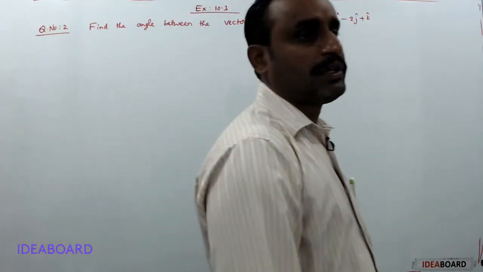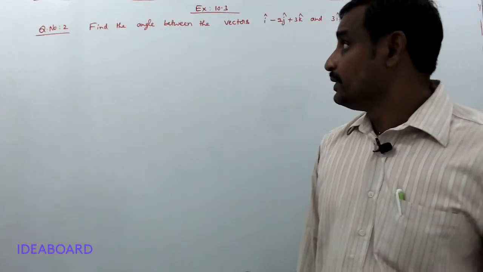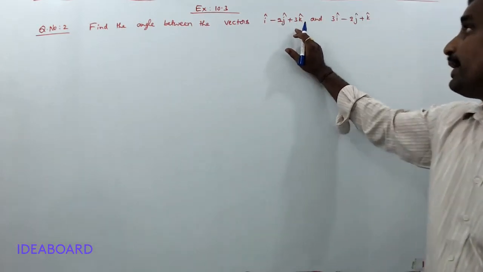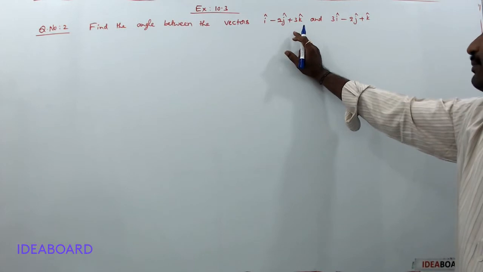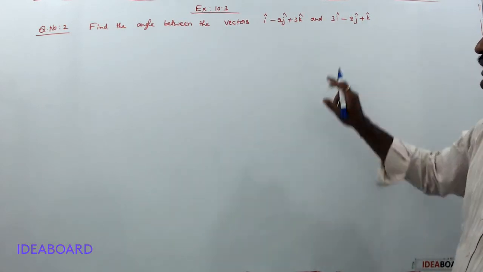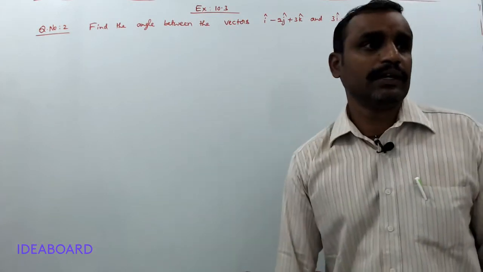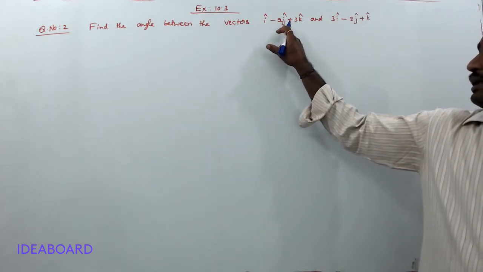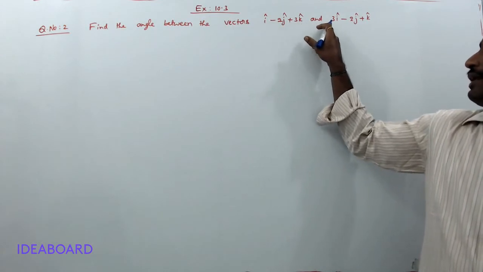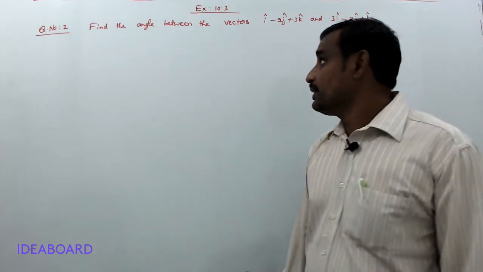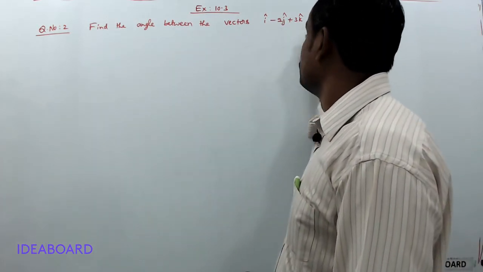Now question number 2, you can see: find the angle between the vectors i cap minus 2j cap plus 3k cap and 3i cap minus 2j cap plus k cap. Find the angle between the vectors. So clearly here they have given two vectors.